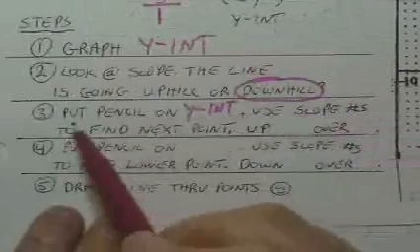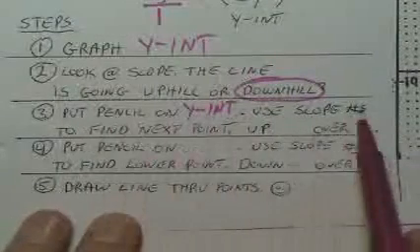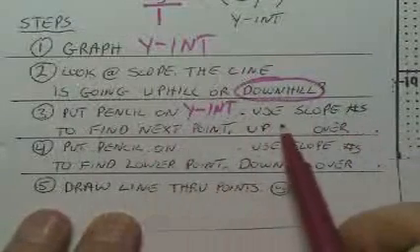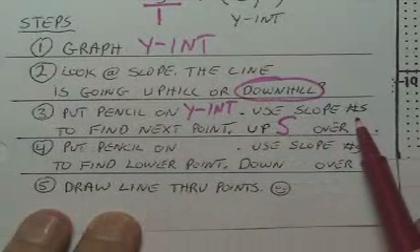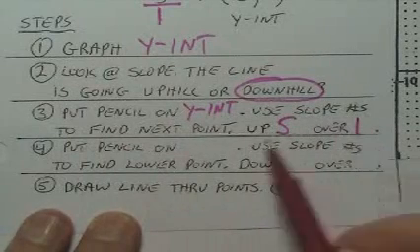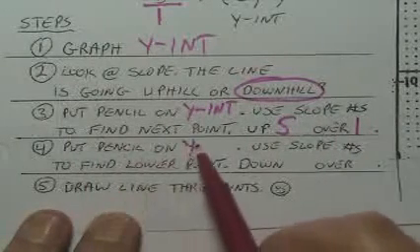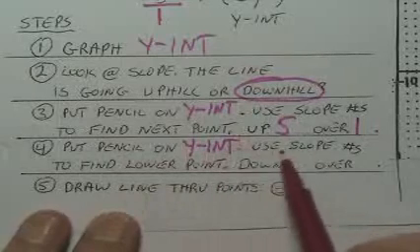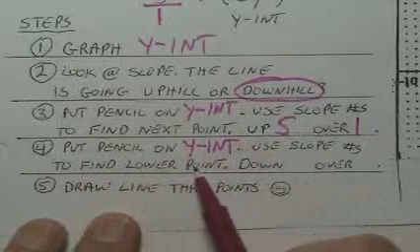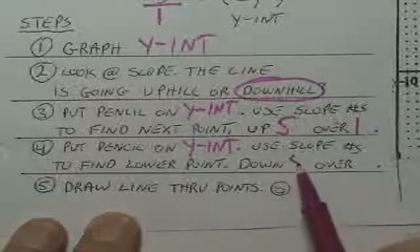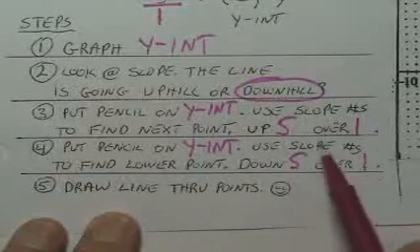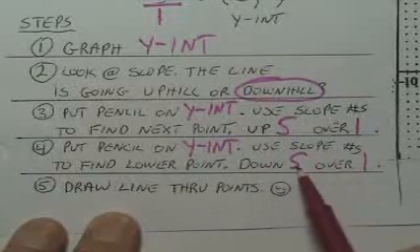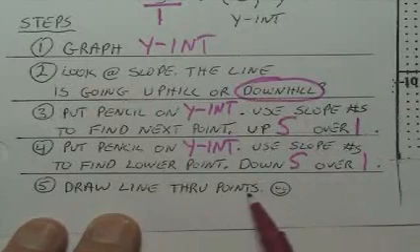Let's just fill in step 3 and 4 right now. So put your pencil on the y-intercept, use slope numbers to find next point, go up 5 over 1. Put the pencil again on the y-intercept. Use the slope numbers to find the lower point. You go down 5 and over 1. Then we draw our lines to the points. Let's go ahead and do that right now.